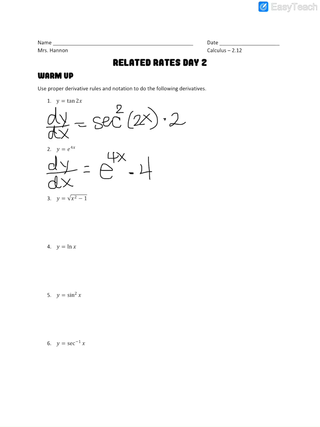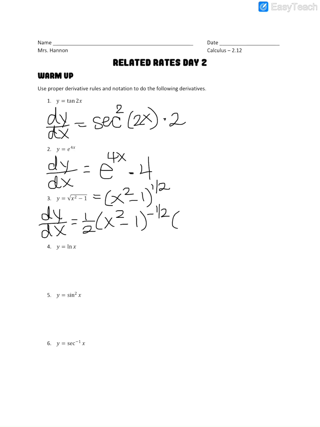Okay, number 3, we want to think of this as x squared minus 1 to the 1/2. This is chain rule again. So we have 1/2 x squared minus 1 to the negative 1/2 times the derivative of the inside, which is 2x.